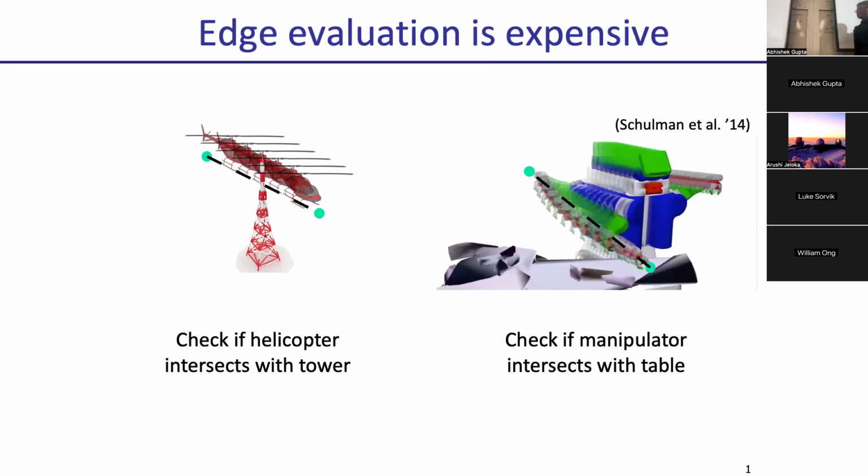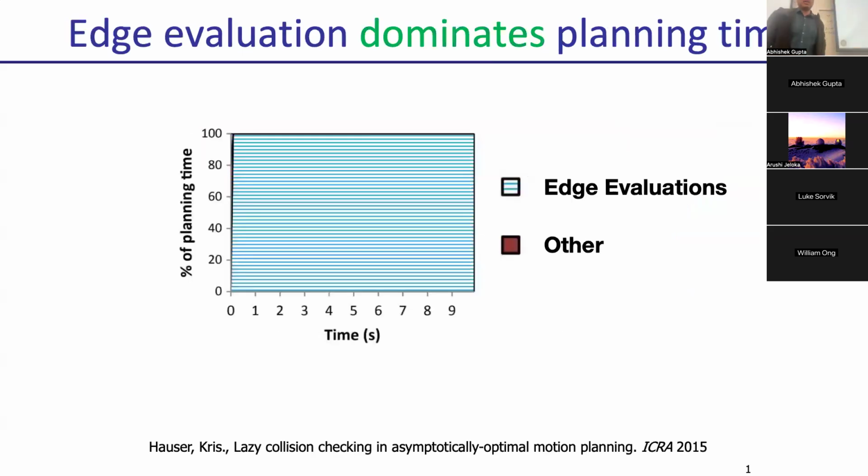And so in many problems, edge evaluations are the most expensive bit. This is a graph from this paper. It's even hard to see how edge evaluations compare to the rest. You can see the whole graph is basically dominated by edge evaluations for some of their problems. And so what lazy search is trying to do is minimize the number of edge evaluations.